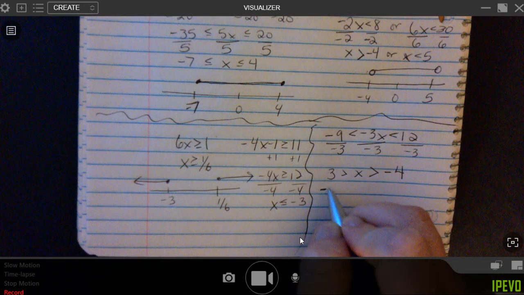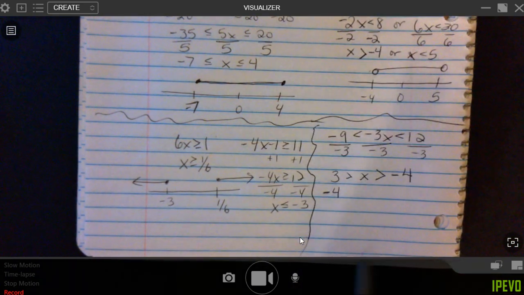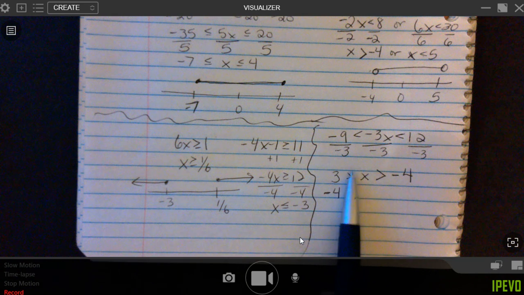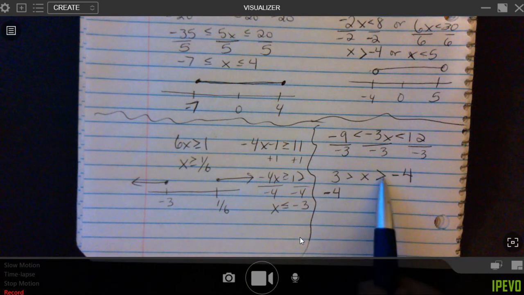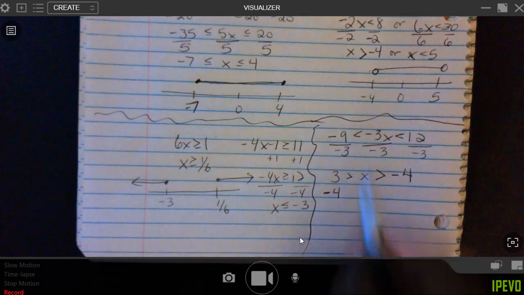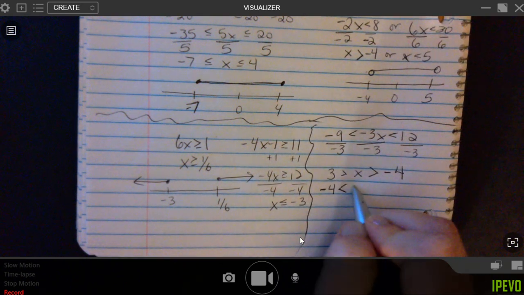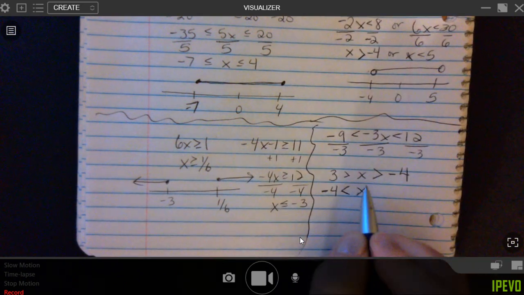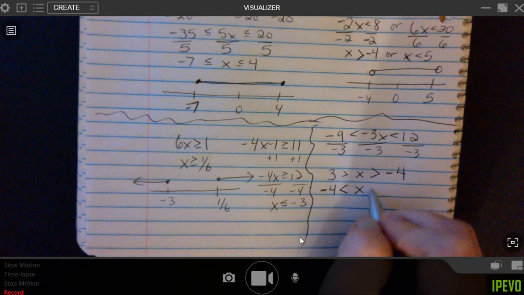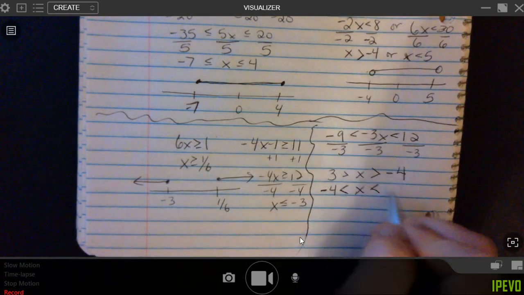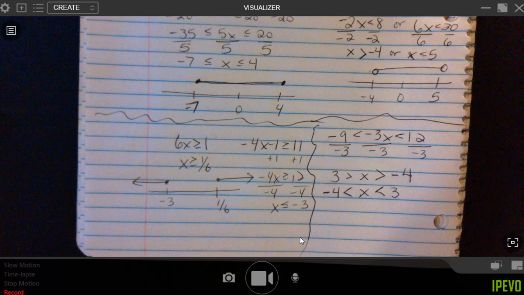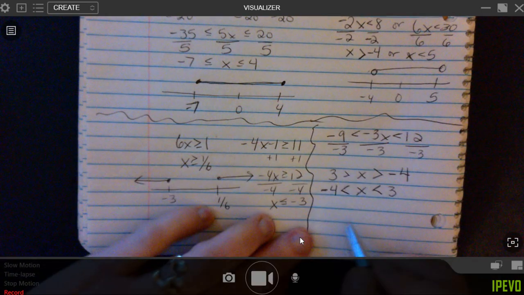So I'm going to move the -4 here. But I need to stay true to what this statement is saying. Notice the smaller, it's pointing to the -4. So we're going to have it pointing to the -4, which indicates that the -4 is smaller. Same thing, pointing to the x. I still want to be pointing to the x. So now we're saying that x is between -4 and 3.